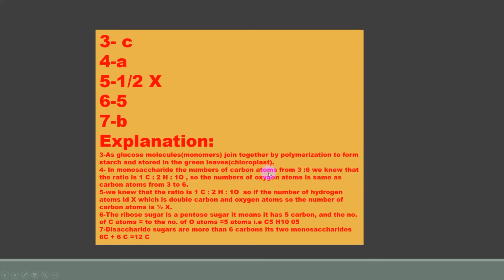We knew that the ratio is 1 carbon, 2 hydrogen and 1 oxygen. So the number of carbon must equal the number of oxygen. If I have from 3 to 6 carbon, I also have from 3 to 6 oxygen. So the number of the oxygen atom is the same as the number of carbon atoms, from 3 to 6.